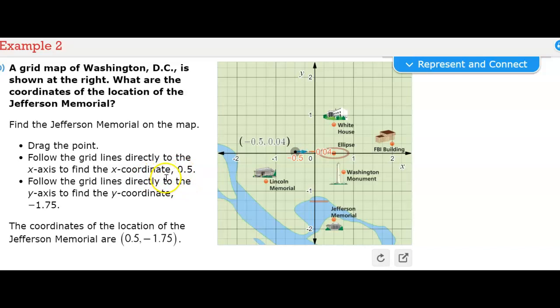And I just realized that that's not negative. So I need to go the other direction to find my 0.5. And it's about here. So that's 0 and 5/10 on the positive side, because that is not a negative. But my y is negative. So I'm going to go down because that's where my negative numbers are.